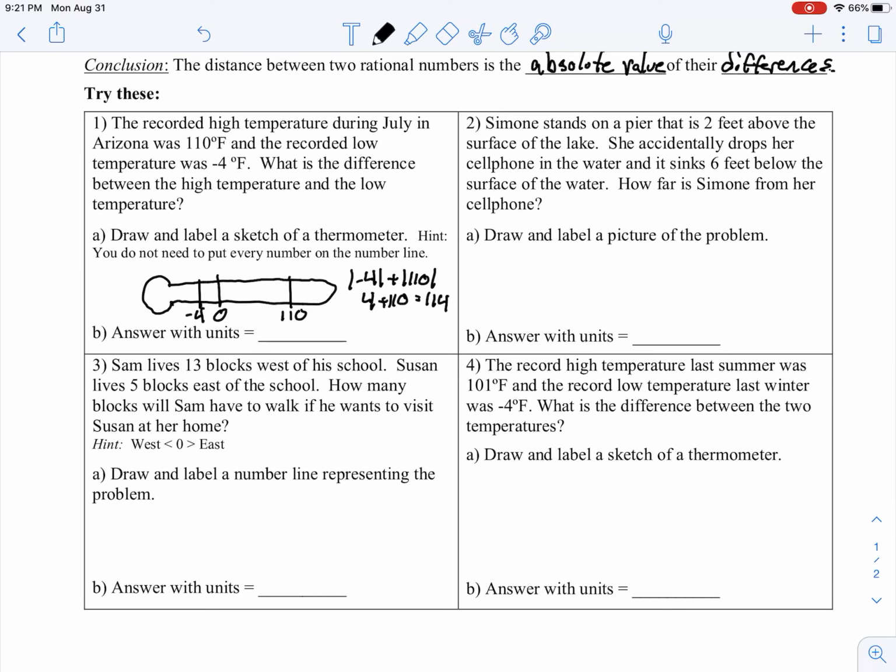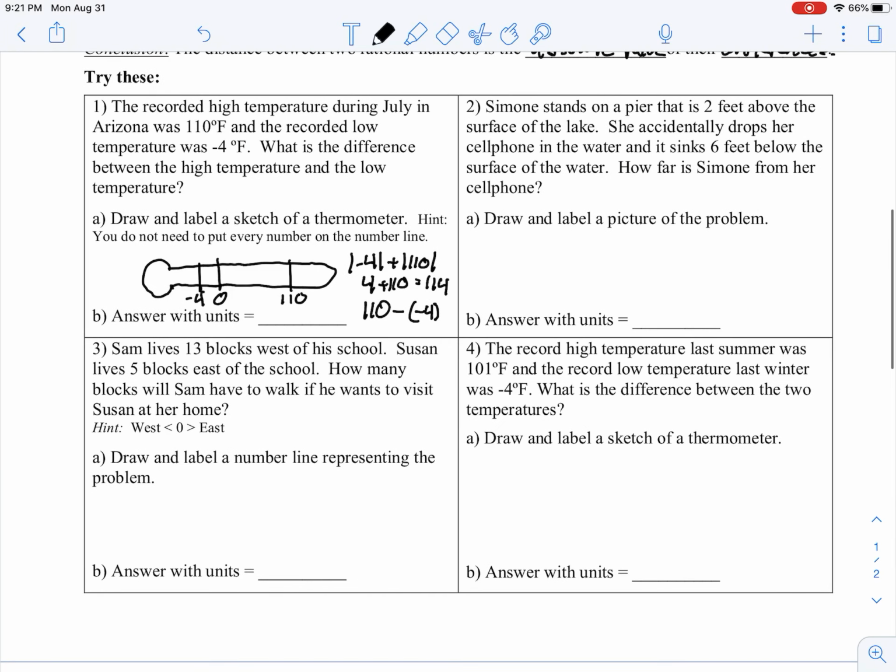Another way that we can do this is take our differences like we did before. So we're going to end up doing 110 minus the difference, that -4, which is going to give us, once again, 114. So what's the difference between these two temperatures? Well, it is 114 degrees.